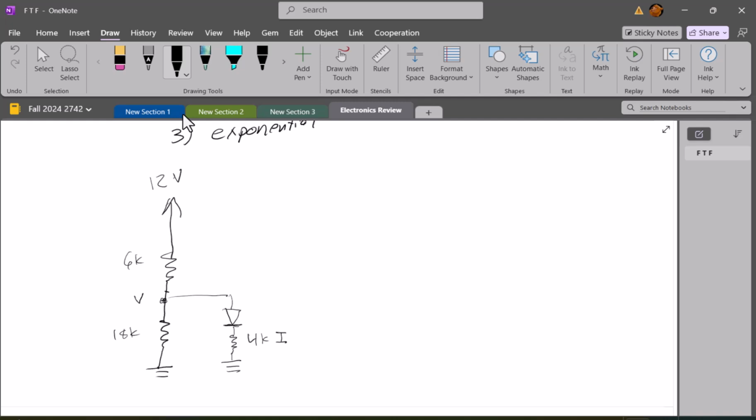If you have more than one diode in your circuit, you have to try different combinations to see which one actually makes sense, which one works. But I just have one diode, so I just have to determine if it's on or off. And it's going to be on if V, the voltage on this side, is higher than ground. So I just need to determine if that's the case.